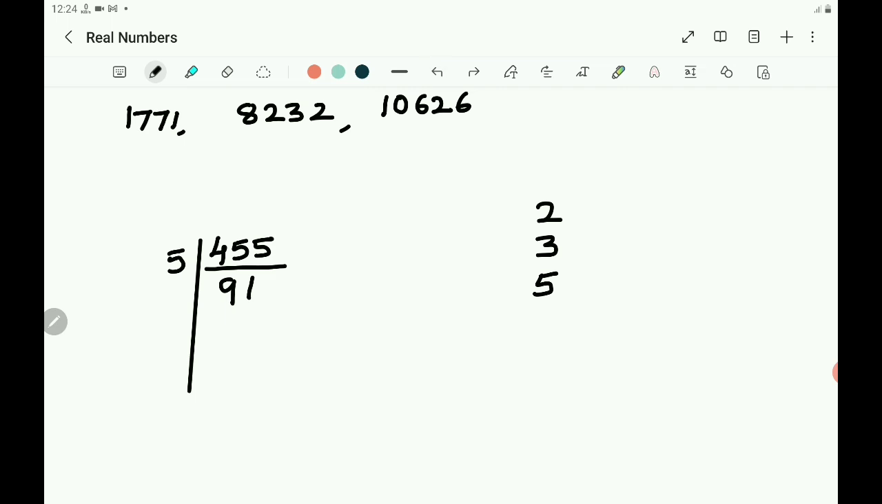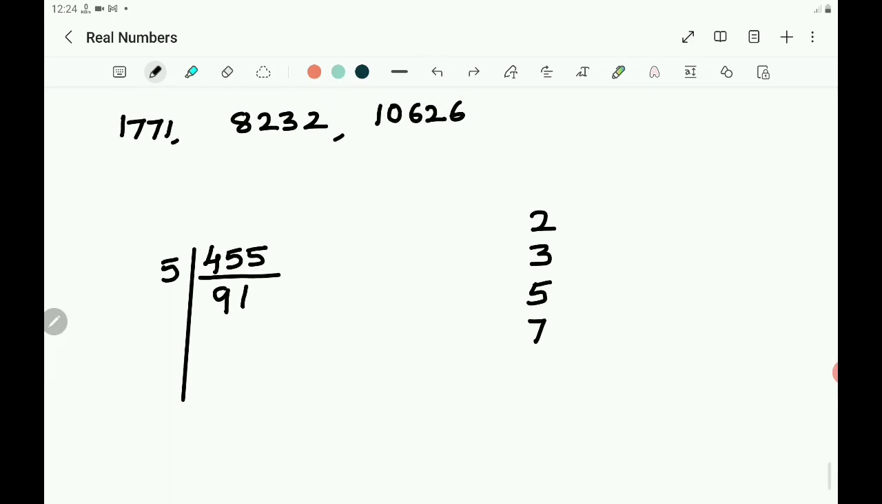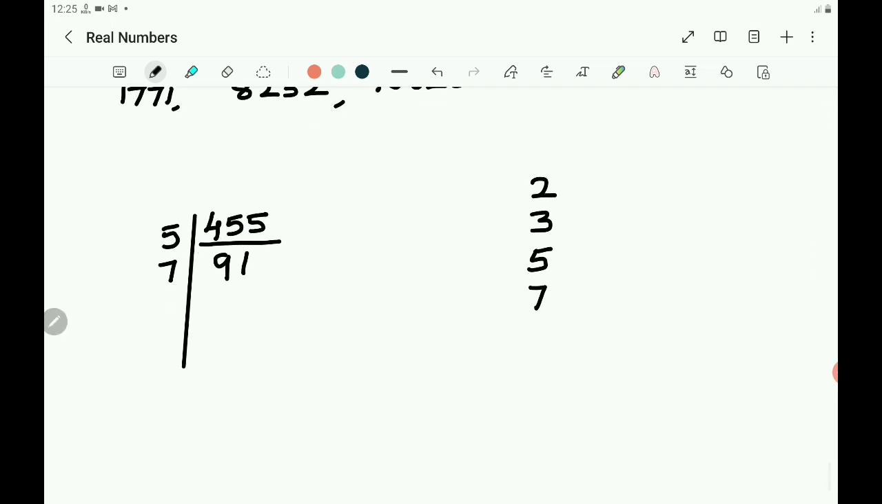Then you try 7. The next prime number is 7. After 5, the next prime number is 7. Now you check whether it is divisible by 7 or not. What is the divisibility test by 7? Or directly you know that 13 sevens are 91. If you know the table correctly, you can directly conclude that 91 is divisible by 7 because 13 sevens are 91.